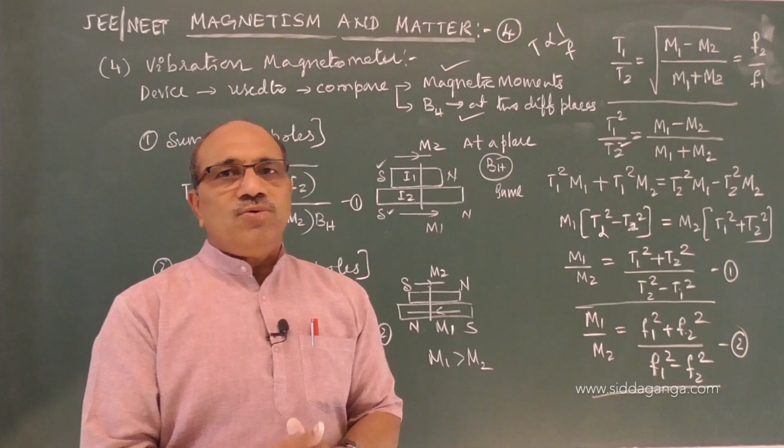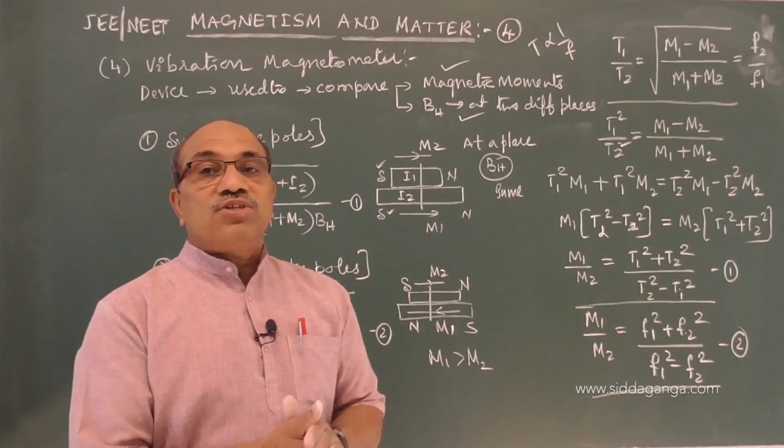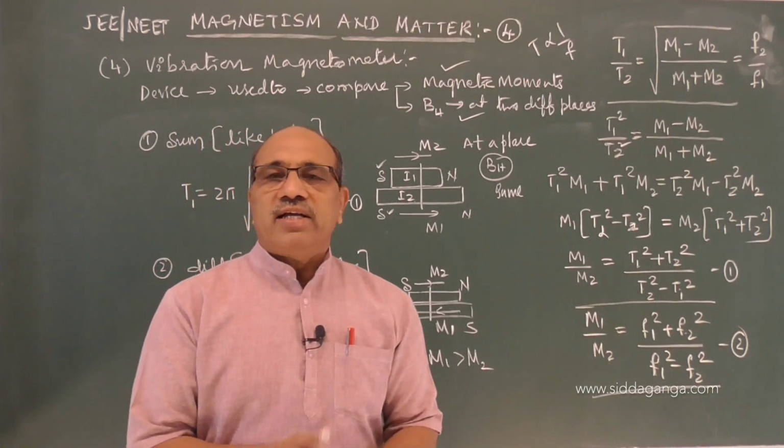In the next video we go towards the classification of magnets as para, dia and ferromagnetics, and also magnetism of the earth.